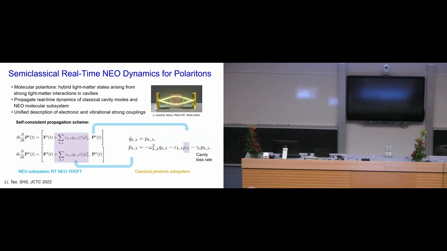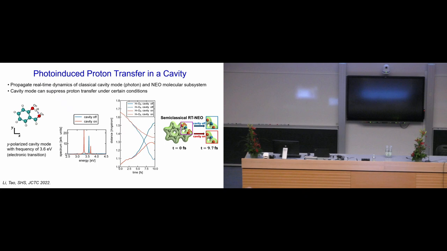And so what you see here is we've got our regular real-time NEO-TDDFT equations, and this purple shaded region is the extra term you need to couple either the electronic or the nuclear dipole moment with the cavity mode, Q here. The cavity mode is moving classically. It's coupled to the molecular system through the total dipole moment of the molecular system. So we just have to do this self-consistent propagation of these equations. And this gives us a unified description of electronic and vibrational strong couplings. So we can then apply it to that same proton transfer reaction I showed before, the photoinduced proton transfer, where now we choose our cavity mode to have the frequency of that electronic excitation, that pi-pi star excitation.